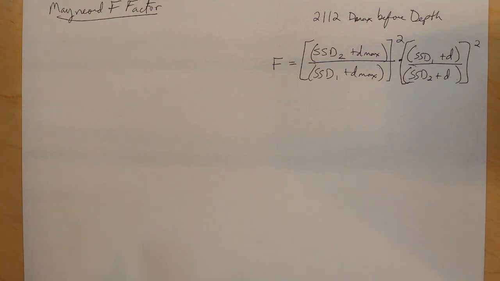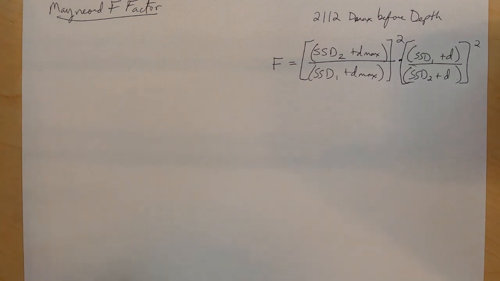So, what is the Mayneord F factor? Real quick, the Mayneord F factor is a percent depth dose modifying factor. You will get a number when you're done with this, something to the effect of 1.03, 1.045, 0.98, 0.95. You'll get something right around 1.0, a little above or a little less. What this does is modify the percent depth dose for your hand calculation to account for a different SSD. Because, as you've learned in the class, percent depth dose is dependent on SSD. As you change the SSD, the percent depth dose changes.